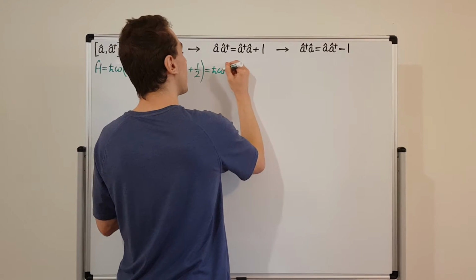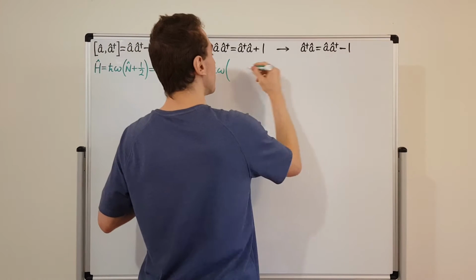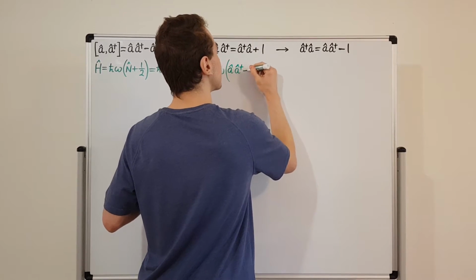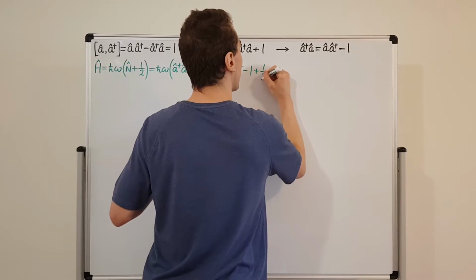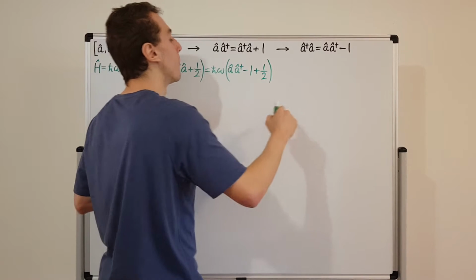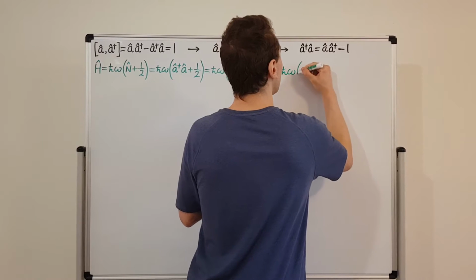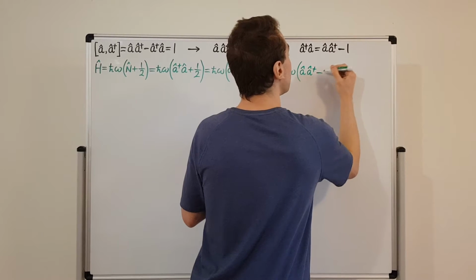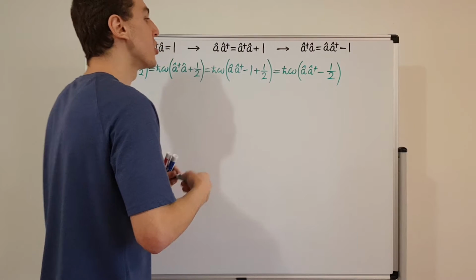We're still going to have H bar omega out the front, but now A dagger A is going to turn into A A dagger minus 1. But we still have that plus 1/2. So we still have plus 1/2. And if I combine this minus 1 and this plus 1/2 together, that's going to give me minus 1/2. And I'll write that over here. We have H bar omega, and then we have A A dagger minus 1/2.